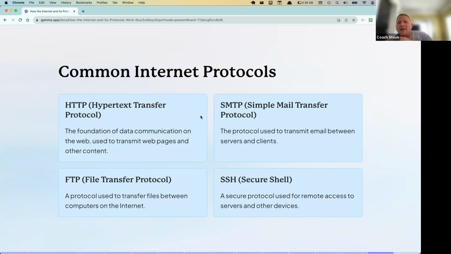Well, then we wanted to send mail to each other. So the simple mail transfer protocol came about, right? And that is what email is driven by. It is a completely different protocol for how the data is structured, how the data is broken down, and how the data is transmitted.